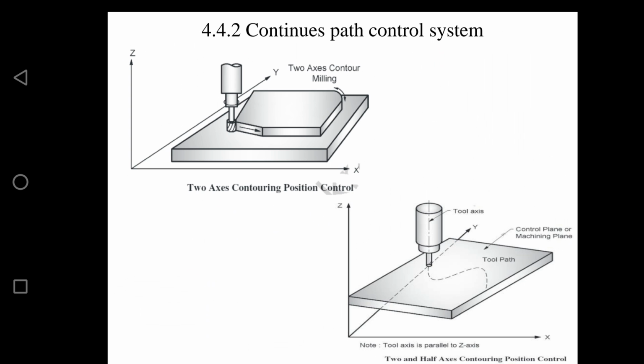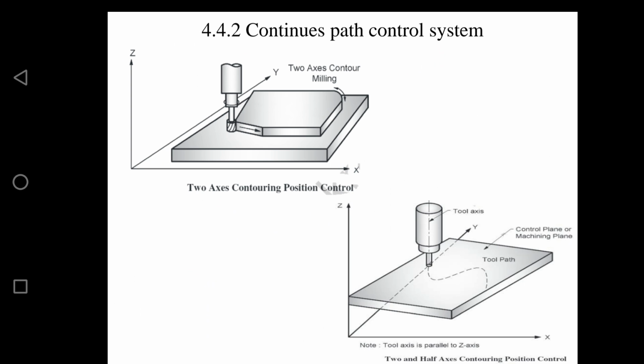In a simple sense, by seeing the figure itself, you can say that in this control mode the tool is controlled simultaneously in only two axes, x and y, as shown in the figure. So the tool can have movement in x and y together, not x or y alone. That numerically controlled machine system is called two axis contouring.